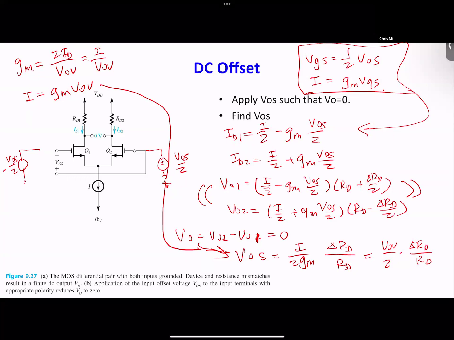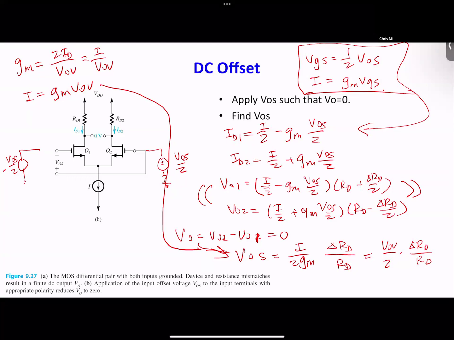But if there's a mismatch, you can use this to calculate how much voltage you need to apply. For example, if VOV, let's say, is 0.2, this will be 0.1 altogether. And if your mismatch is 1%, the VOS is like 1 millivolt. So it's not that bad, but it's not that small, because sometimes your input is just a few millivolts. And now you have to apply 1 millivolt to remove the DC offset. So that's quite significant. That's why it's important.